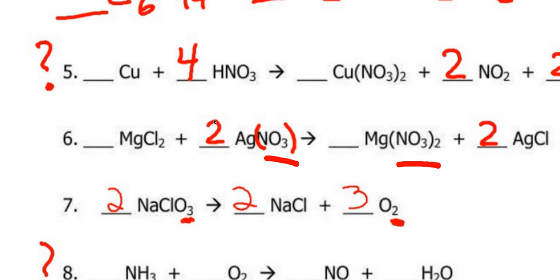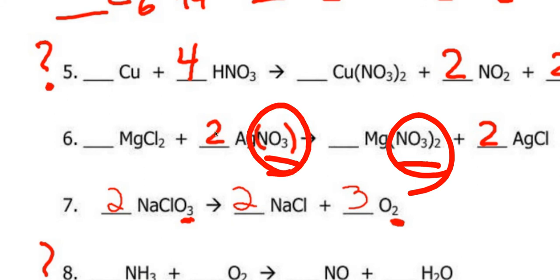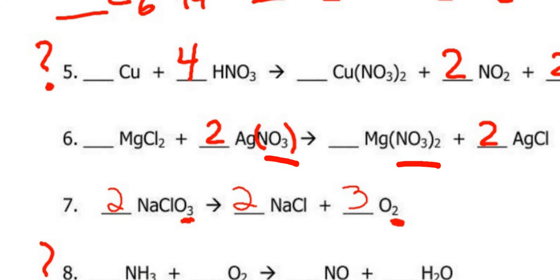It makes it a whole lot easier to balance if we think of this side as NO3 times 2, and then on the other side, that NO3 has to be multiplied by 2 to make the NO3s equal. After doing that, we can fix the silvers and the chlorines at once. Let's go on down to number 8.